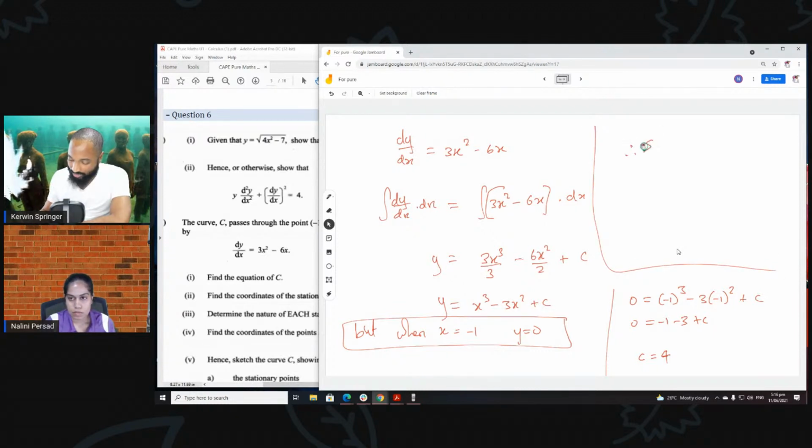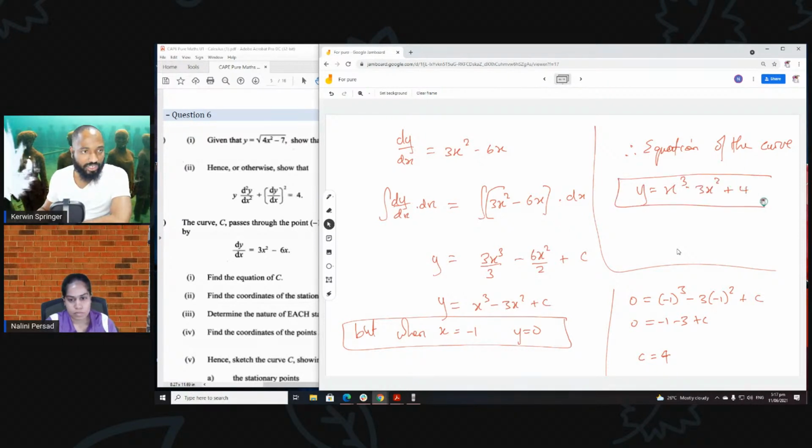So therefore, put the answer up here. We're conserving pages out here. Therefore, the equation of the curve, I wonder why they put a limit on the numbers. I wonder what's the reason behind that. I can't see any reason behind that. It's y is equal to x cubed minus 3x squared plus 4.